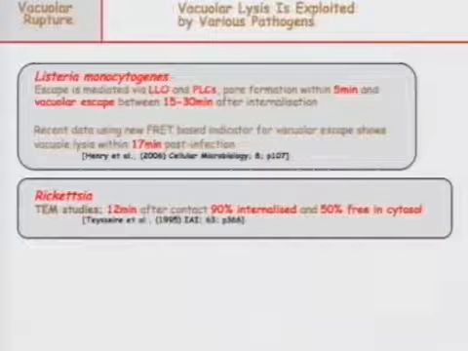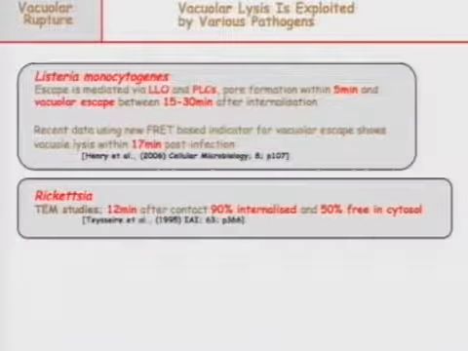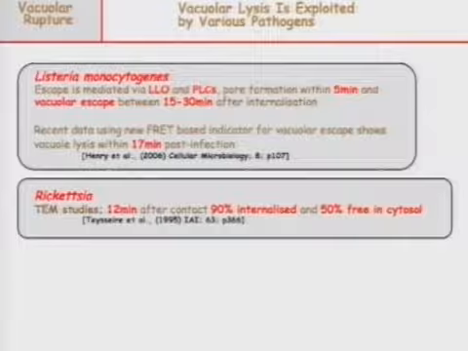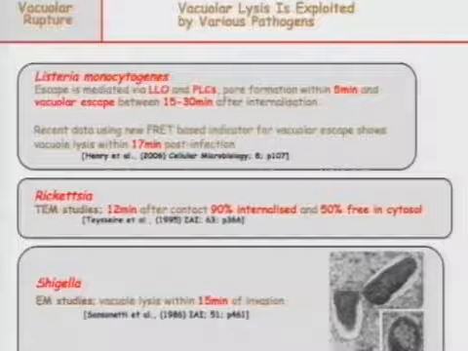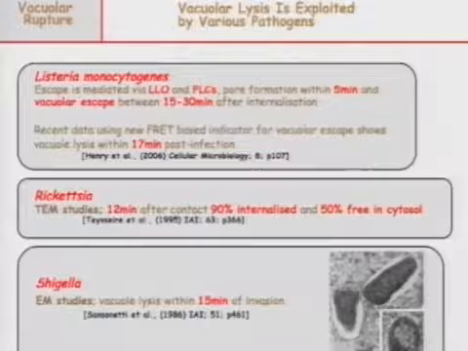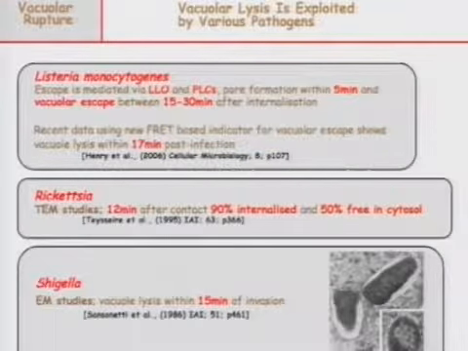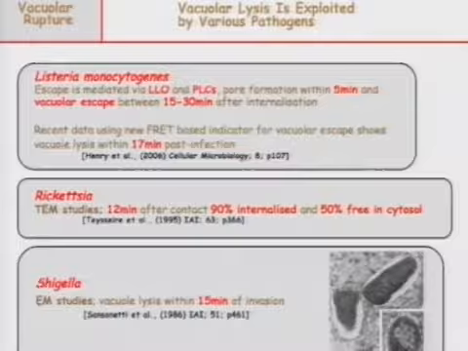Other bacteria, such as Rickettsia, also escape from the endocytic vacuole. It takes about 12 minutes after host cellular contact to be internalized. And during this time point, we find already 50% in the cytosol. And Shigella is also rupturing the endocytic vacuole, and electron microscopic studies have indicated that 15 minutes after internalization, the bacterium is already found inside the cytoplasm.